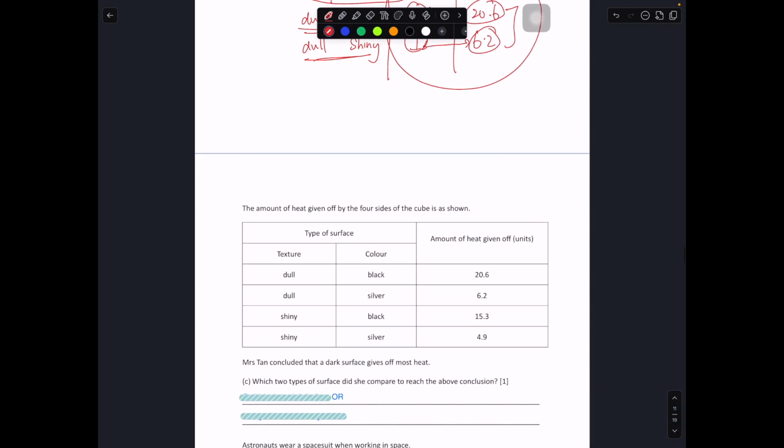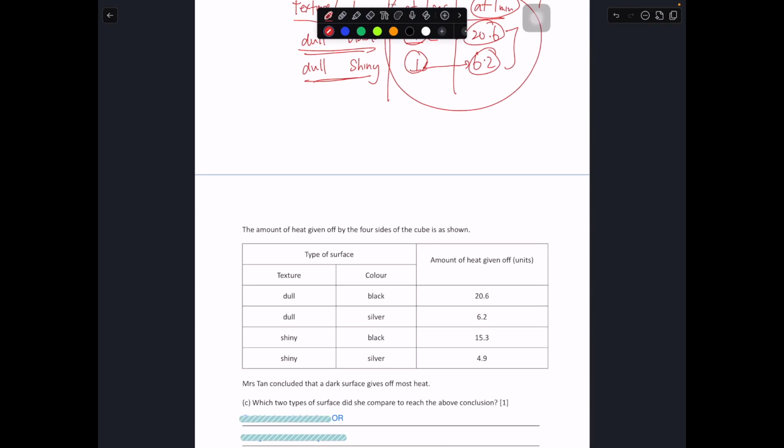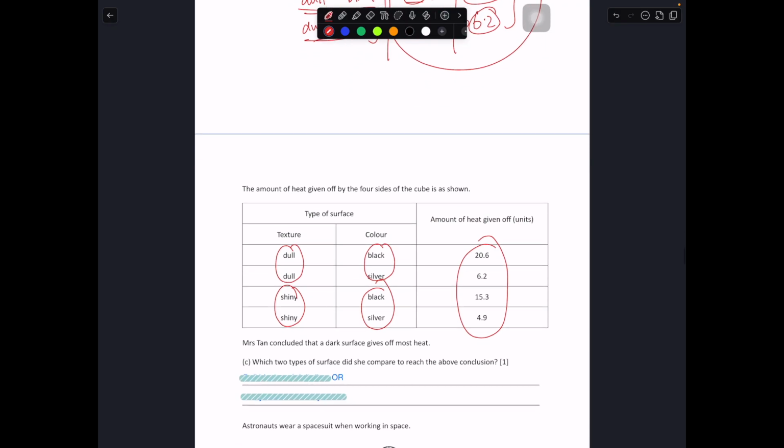So we go on to this part. The amount of heat given out by 4 surfaces is being shown over here: dull black, dull silver, shiny black, shiny silver. The amount of heat is shown here using the heat sensor. So she concluded that dark surface will give out the most heat. If you want to compare the dark surface, that means your setup must have 1 dark, 1 shiny, to be able to make this conclusion.